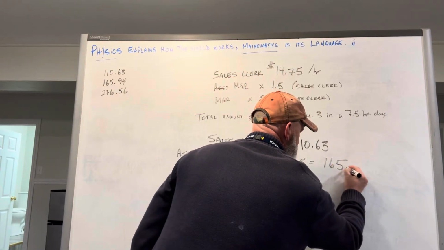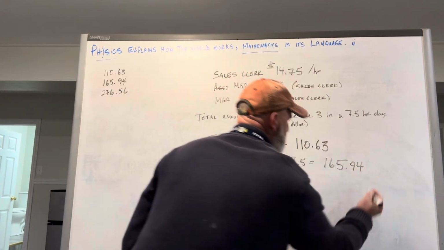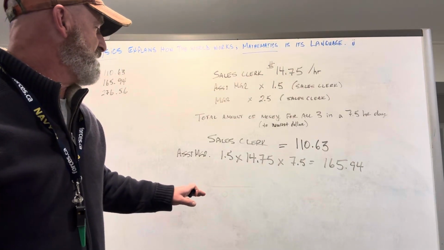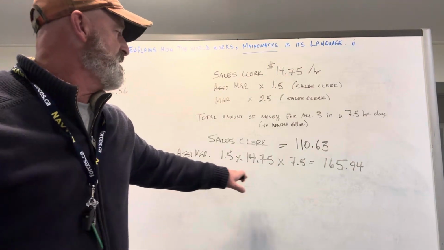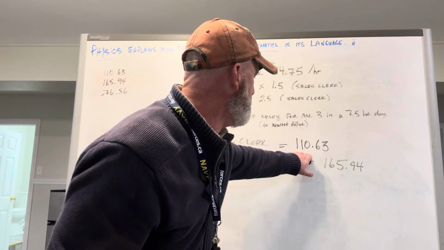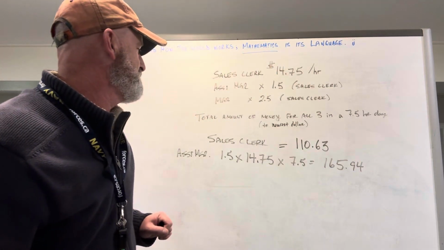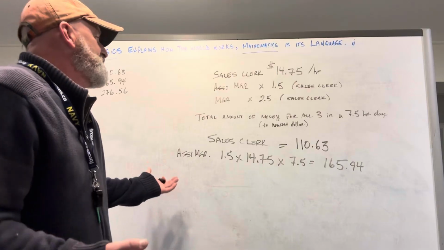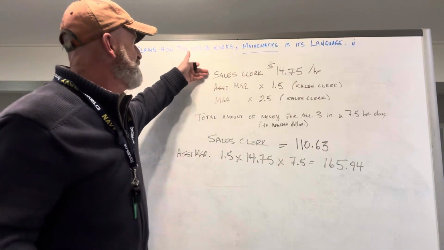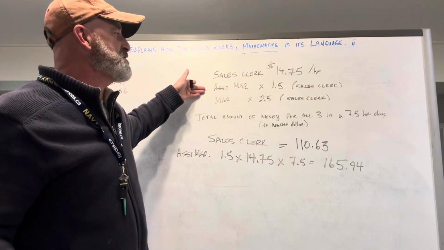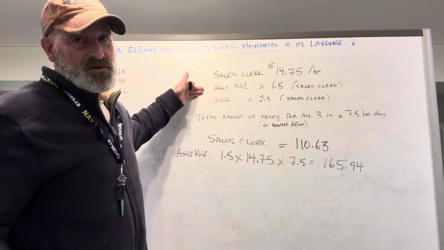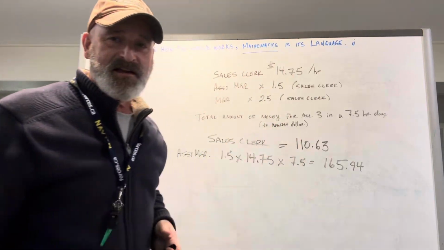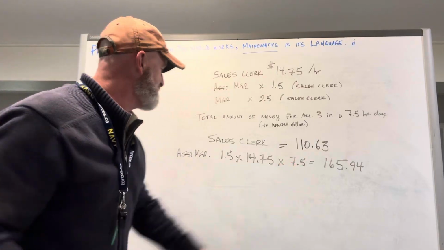594. I already worked this one out. 165.94. Now, curious, take 1.5 and multiply it by 110.63. I'll bet you get 165.94 because we thought about it as we were thinking about it. If you're making this in a day and the assistant manager makes 1.5 times more, then you just have to multiply it by how much that person made in a day, rather than go through all this.